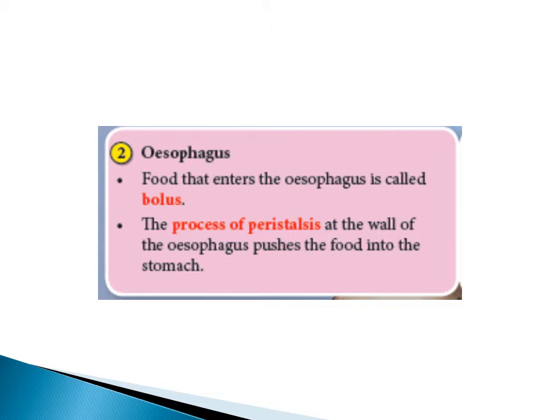Next, the food enters the esophagus, which is also called bolus. Here, the process of peristalsis at the wall of the esophagus pushes the food into the stomach. As I told you just now, peristalsis is the constriction and relaxation of muscle which allows the food to move to the next part of the digestive tract.